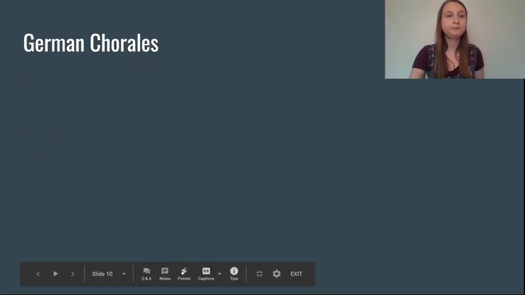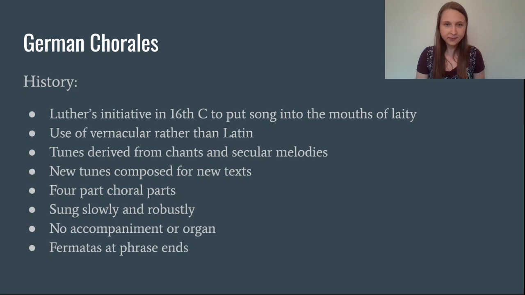Okay, so German chorale. Some history behind this. In the 1520s, 1524 to 34, somewhere in there, Luther put out a book of chorales, and these were meant for the laity to sing. So he was trying to put song in the mouths of the people rather than just the priests, and he wanted the people to sing in the vernacular rather than the Latin. So vernacular for them would be German. The tunes were actually often derived from chant.